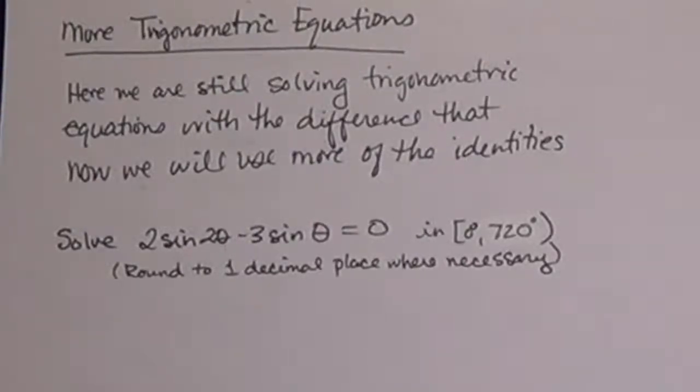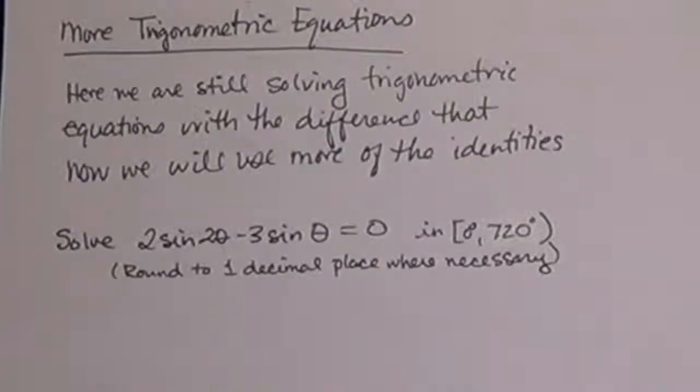So in our first example, we want to solve 2 sine of 2 theta minus 3 sine of theta equaling 0. And we want to solve this in the interval from 0 to 720 degrees. And if necessary, we want to round the answers to 1 decimal place, because sometimes with degrees we're not going to get exact answers. Okay.